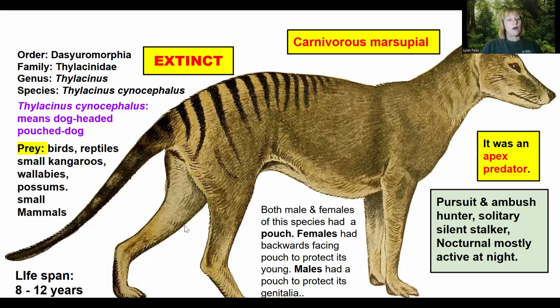Its lifespan was about 8 to 12 years. It was what we call a pursuit and ambush hunter. It was a silent, solitary stalker. It mostly did all of its work during the nocturnal time, so it slept a lot during the days. It did like to sunbathe, believe it or not. But yeah, it was nocturnal and mostly active at night.